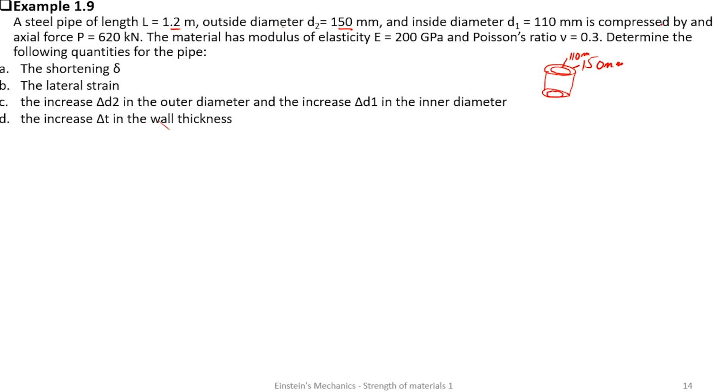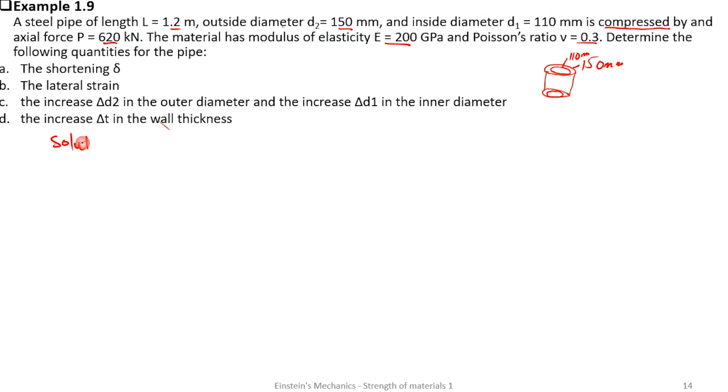You get it? It's compressed by an axial force of 620 kilonewton. The material has modulus of elasticity E. The Poisson's ratio is this. First, we have to determine the shortening, that means the elongation. I know the elongation, it can either compress or elongate. By this time, the shortening, meaning there was a compression. Yes, it was compressed because you can even see from here. It was compressed. So let's list our parameters.